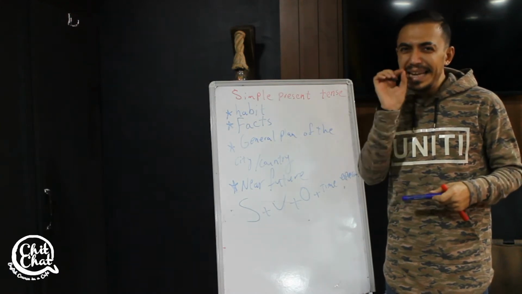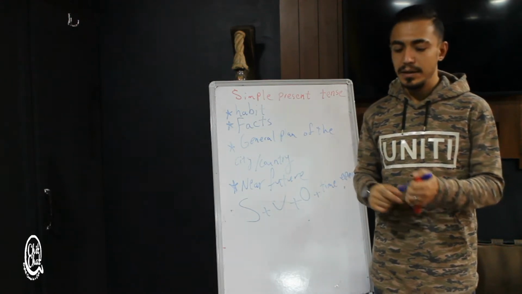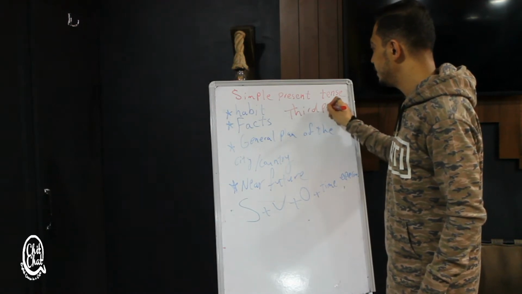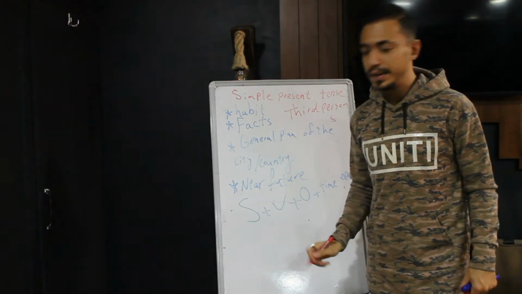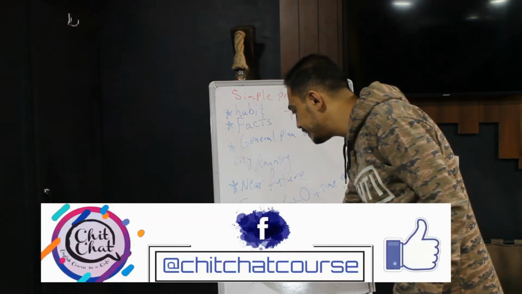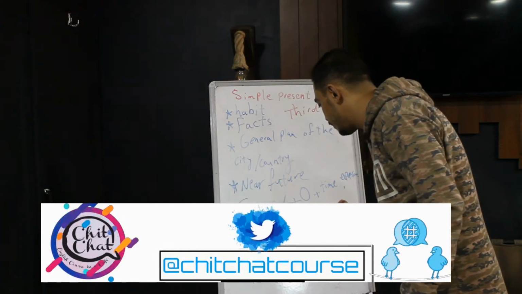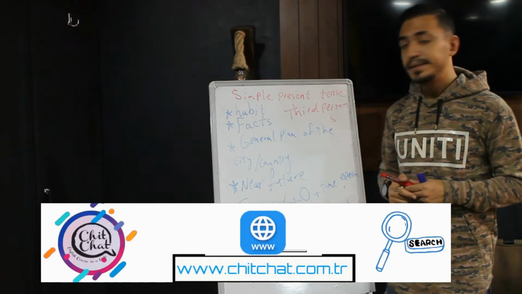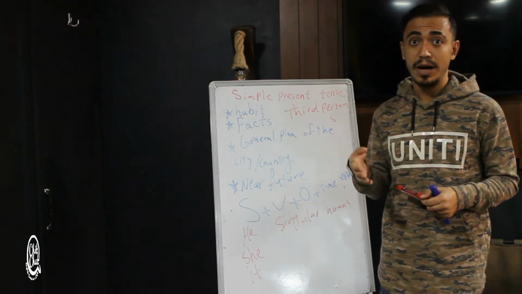We have a little difficult thing in simple present tense, which you have to pay attention to. It is called third person S. First of all, what is third person? He, she, it, and singular nouns. They are third person. What is a singular noun? A singular noun means just one person. For example, Ali, Ahmed, Okan.